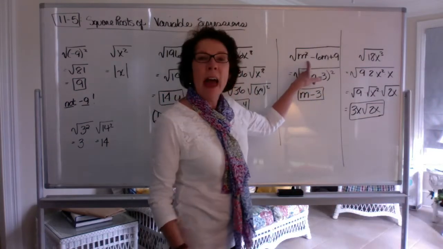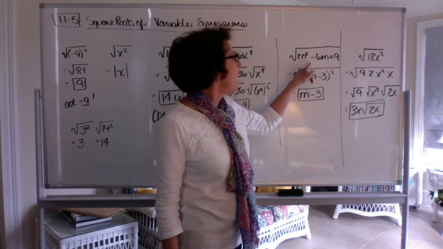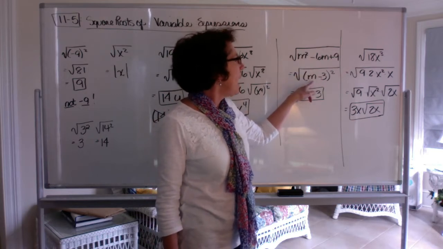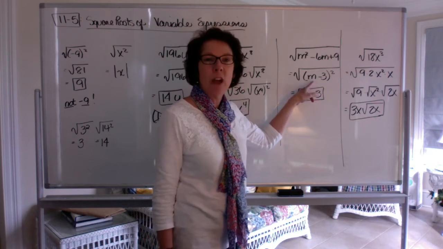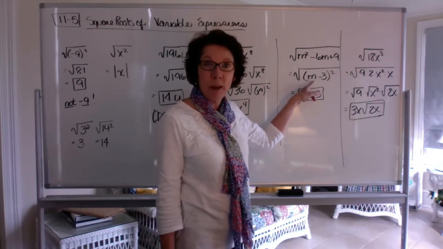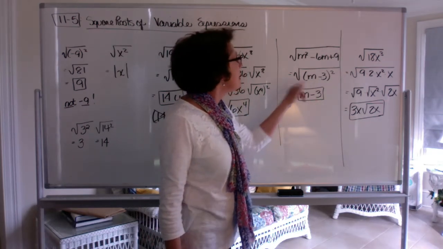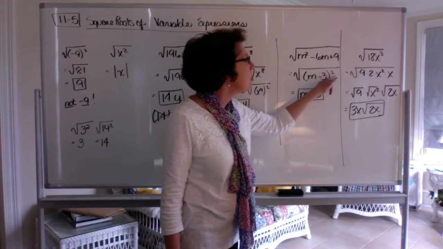And so we're going to factor that to the binomial m minus 3 squared. This is back from our factoring chapter. Don't forget it. Math always builds. Okay, so now what's the square root of m minus 3 squared?